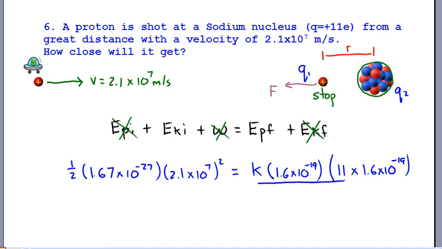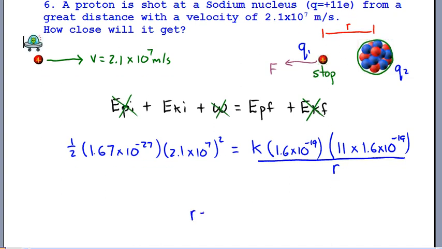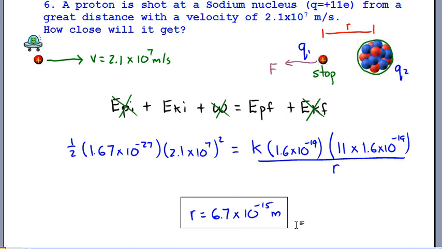And I'm curious to know this R value, this separation distance. And I ran the numbers, you can double check yourself, and I actually got 6.7 times 10 to the negative 15 meters. The number's not all that important, unless you're wondering, does it actually strike the nucleus? You'd have to go and check the size of a sodium nucleus to see if that's within its radius. It's the setup that's the most important thing for us right now.